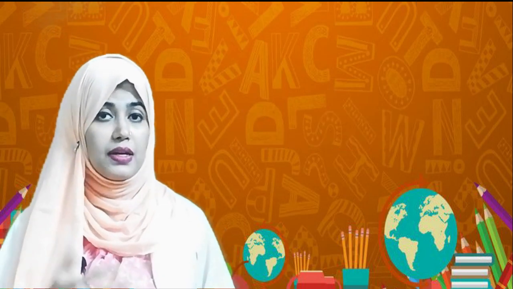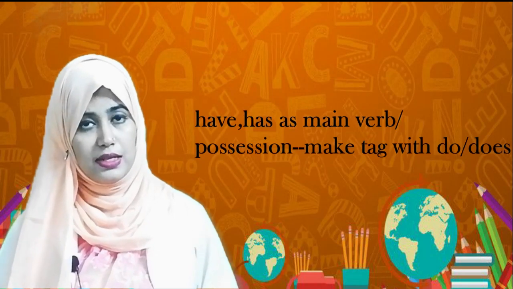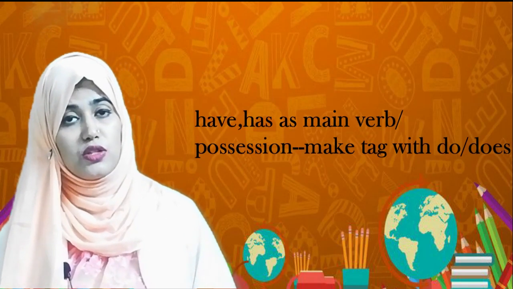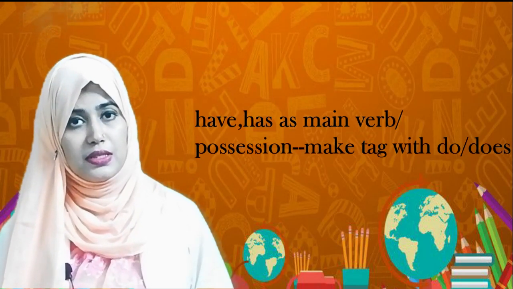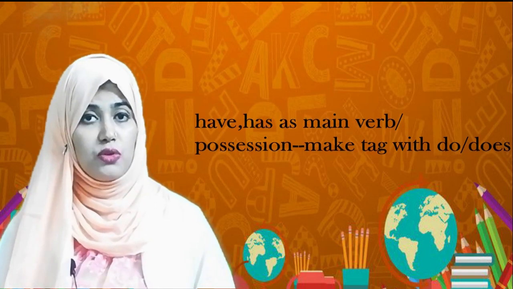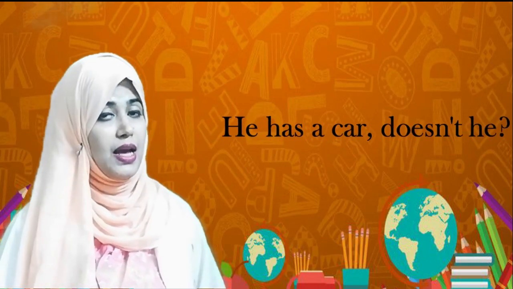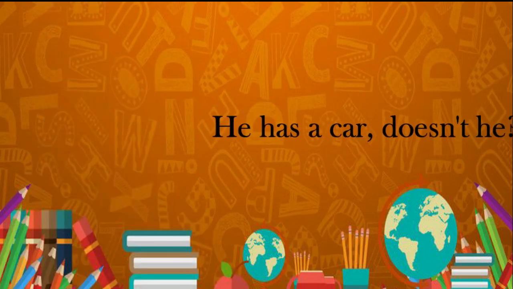When have and has suggest the possession or state in a sentence, that means it is not an auxiliary verb in the sentence. In that case, it's better to make the tag using do or does. Okay? For example, he has a car, doesn't he?